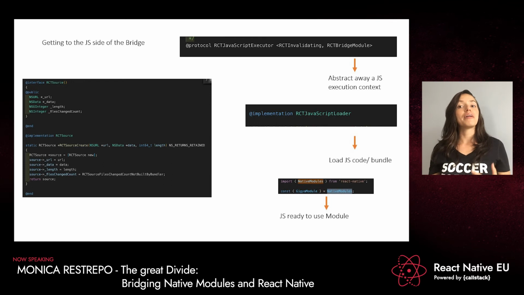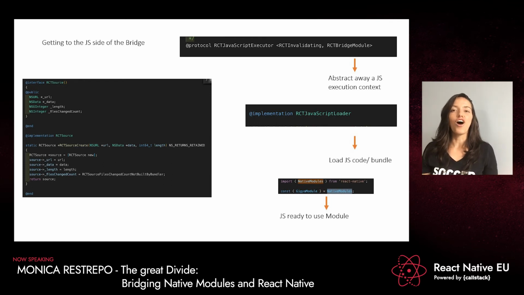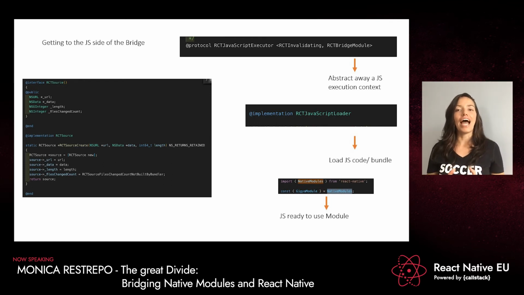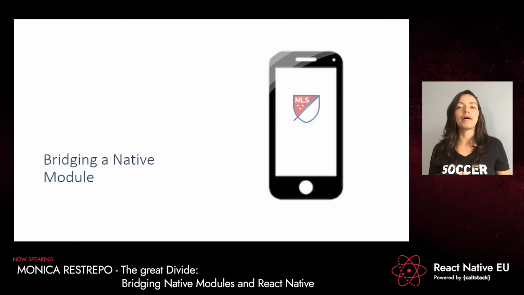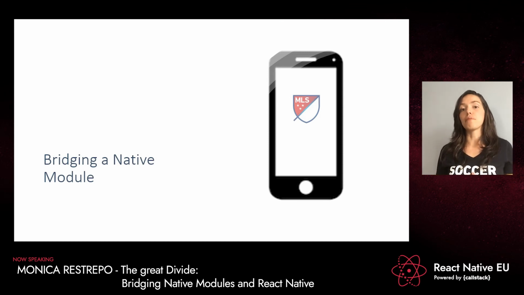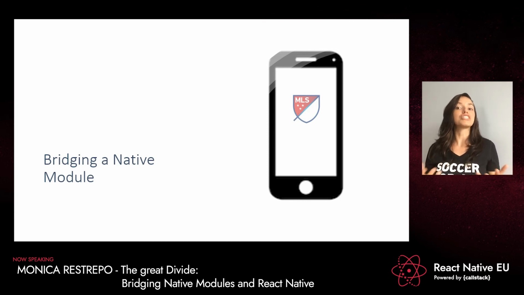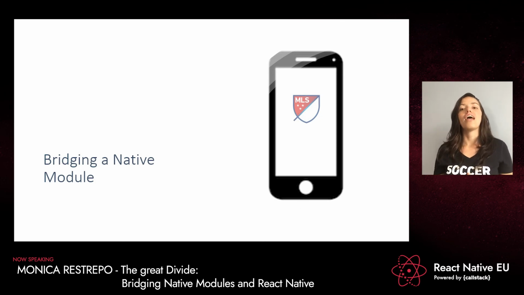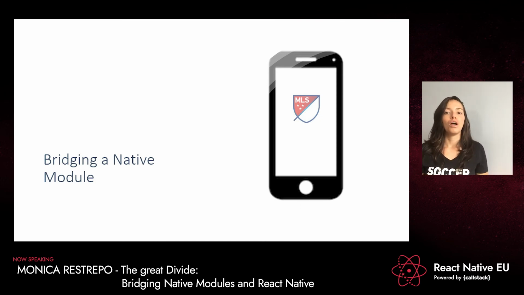So now that we have a better idea, I hope, of the underlying logic of the bridge and how React makes it possible to interconnect with the native side of a mobile application, I think I can go over the process of bridging one of our native modules at Major League Soccer. As a reference for those entering the React Native world or a refresher for those who haven't done it in a while. Let me start with how did we get here.